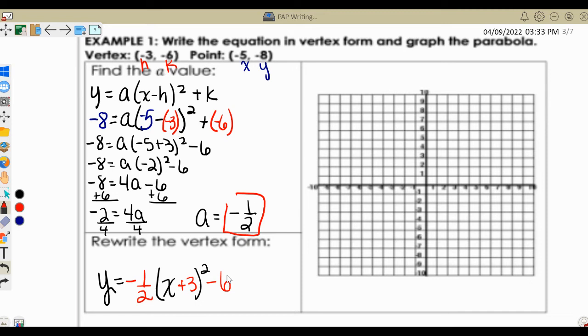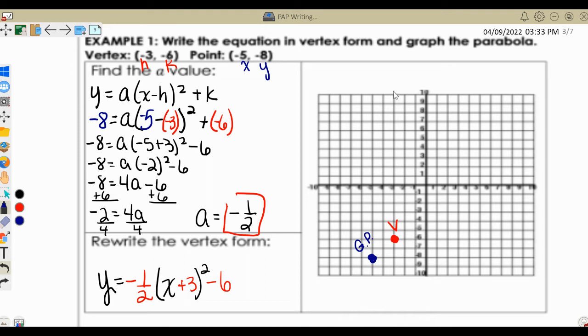Now, we can also graph it. As long as we have a vertex and another point, we can graph at least one other point. Okay, so -3, -6, this is our vertex. And because we found out our a value is a negative number, we know it's going to open down. Okay, it's going to look like a hill. Our other given point was at -5, -8. Okay, this was our given point.